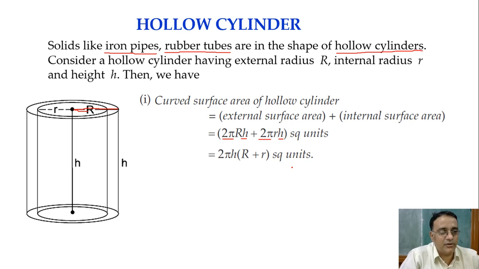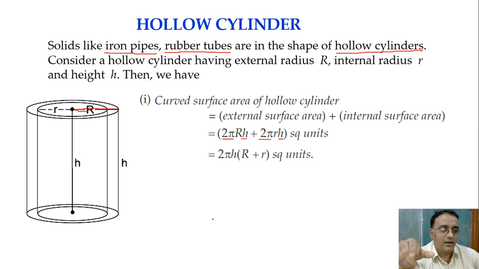Now next is total surface area. What is the total surface area? How will you find? Curved surface area plus area of bottom or top. और जो bottom और जो top है, that is in the form of ring. What is the area of ring? Pi into capital R square minus small r square. ठीक है. Now think about how will you find the volume? Pi capital R square into h minus pi small r square into h.